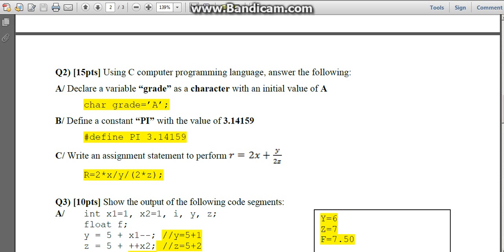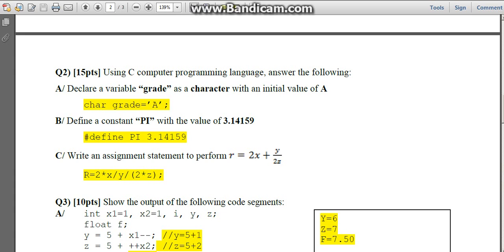Hello everyone. So we just want to get started to read the first question. Here it is mentioned: declare a variable grade as a character with an initial value of 'A'. Alright, so now, as you know, for a character we use char. Char grade is equal. Don't forget to write the single quotes, and we write the value inside them.